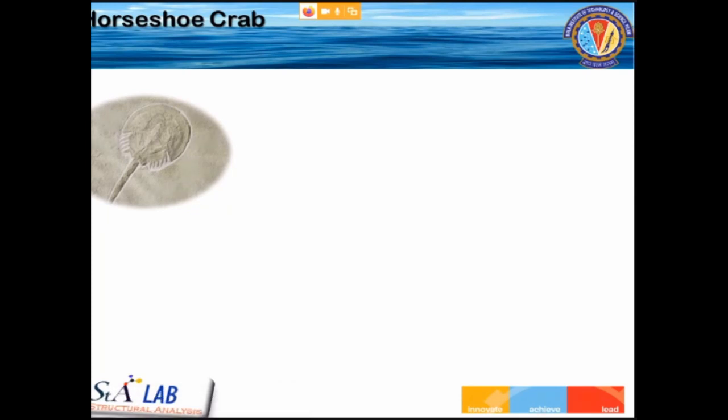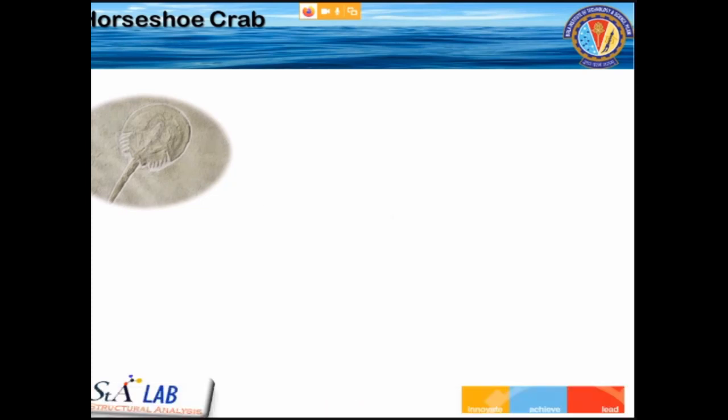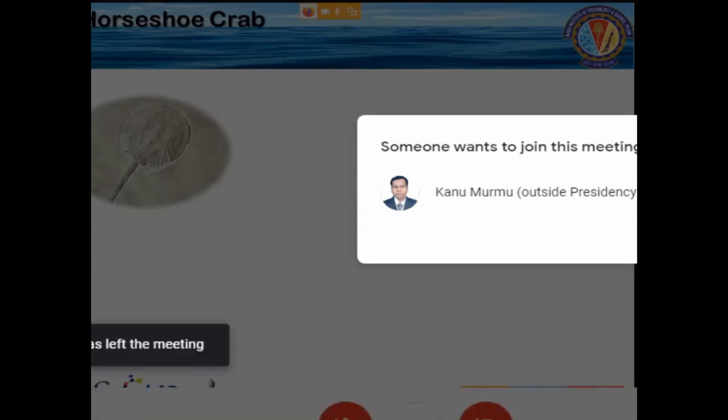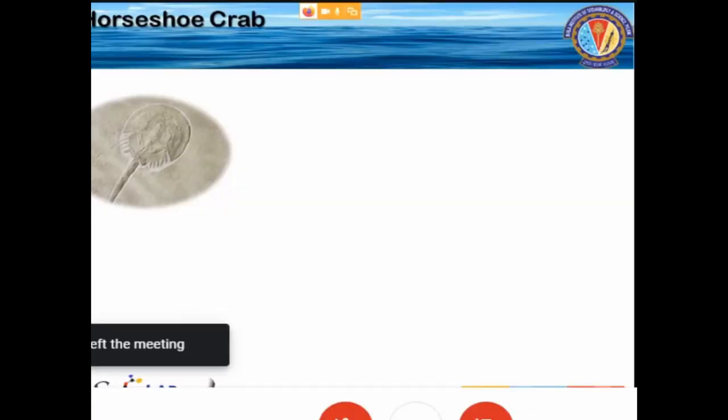Now, the horseshoe crab has evolved into this present morphological form around 350 million years ago. You can imagine that this has been an organism which has been surviving for the past 350 million years with very little changes in its morphology. And I can actually vouch for the fact that they have been unchanged for the past 350 million years.